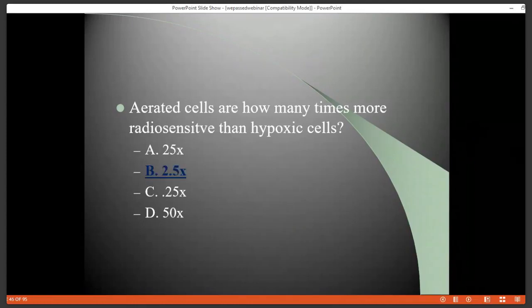Aerated cells tend to be 2.5 times more radiosensitive than hypoxic cells. And again, this comes from really the fact that oxygen helps enhance free radical formation. It sets the damage that happens from radiation, fixing it, kind of making it permanent.